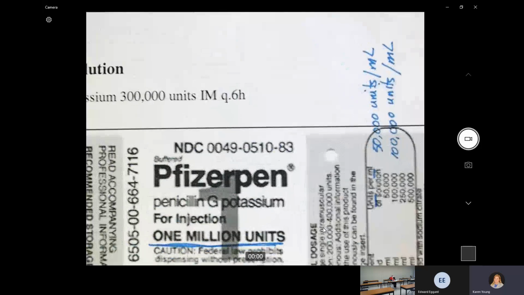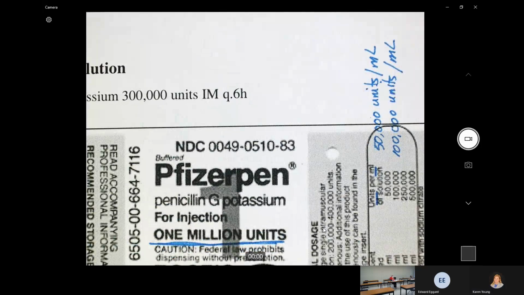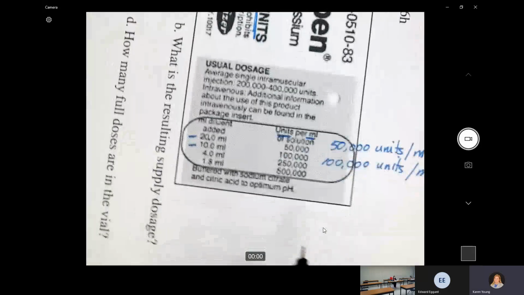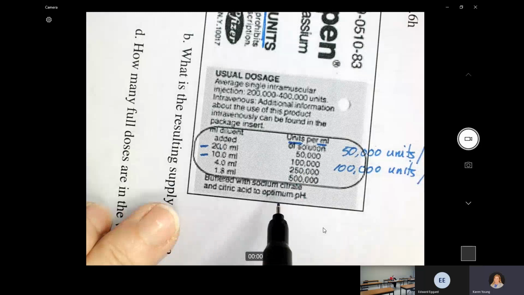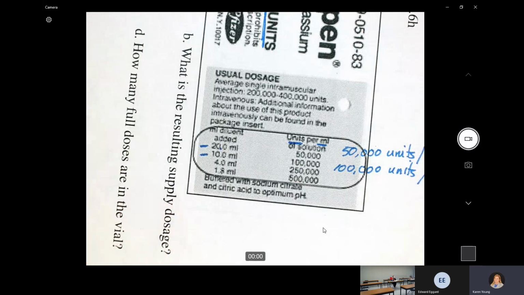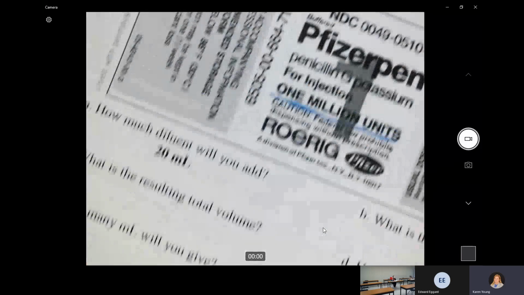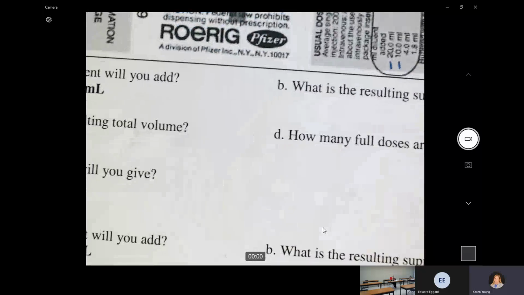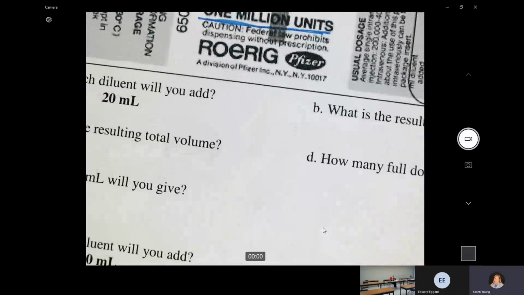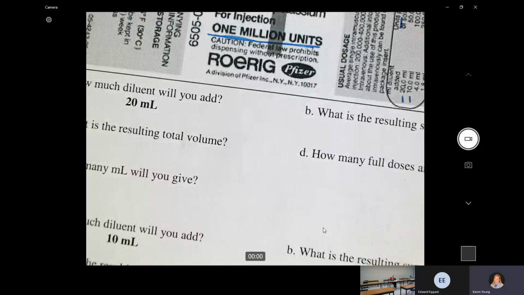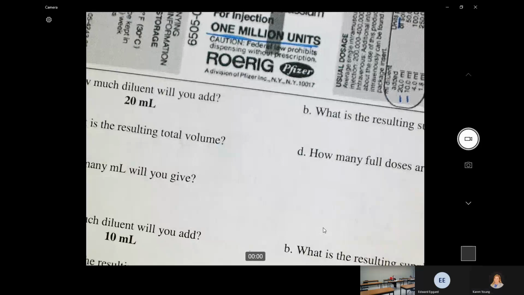So my order is 300,000 units. So which one of these would be the best one to use? And you can use any of them, because when we calculate it, you'll still be given 300,000 units. So, question? Oh, no, we were making a comment. Okay. All right.